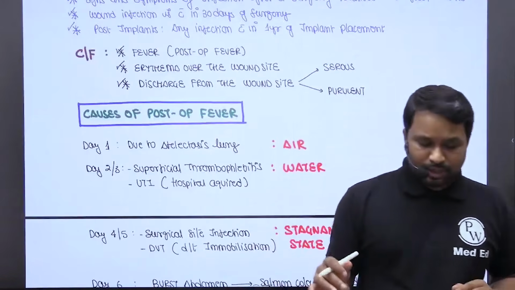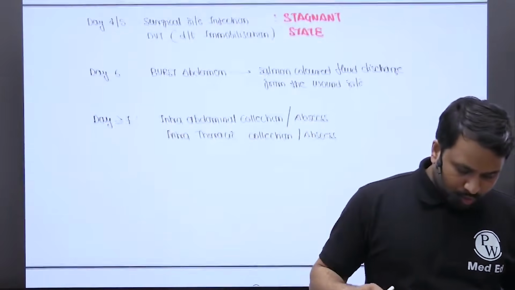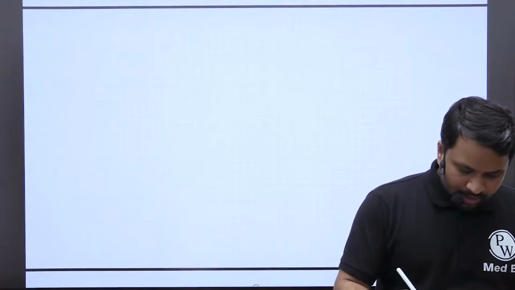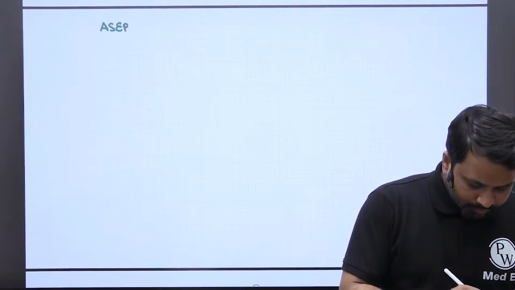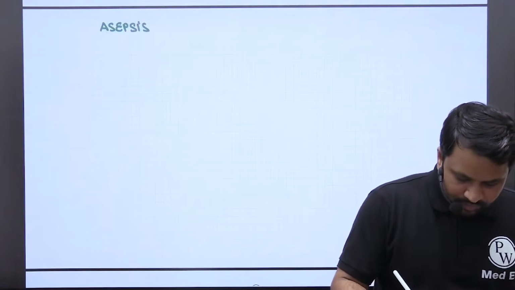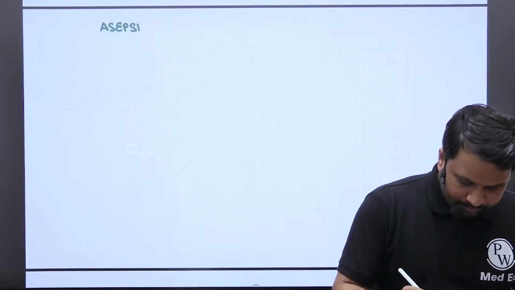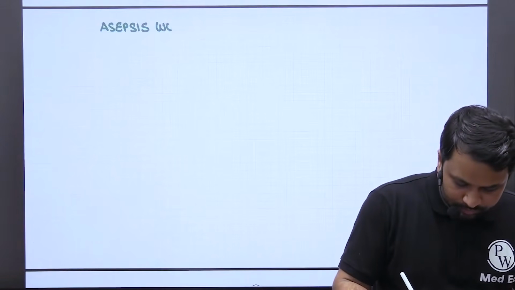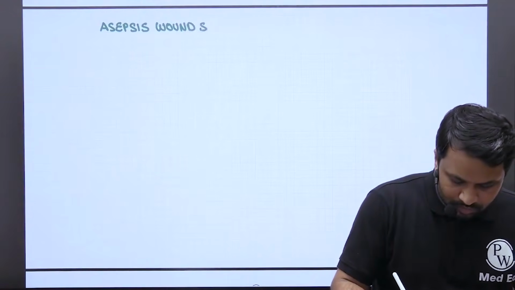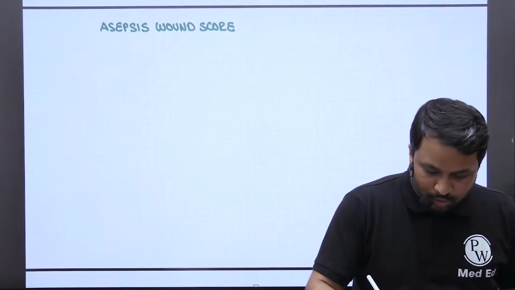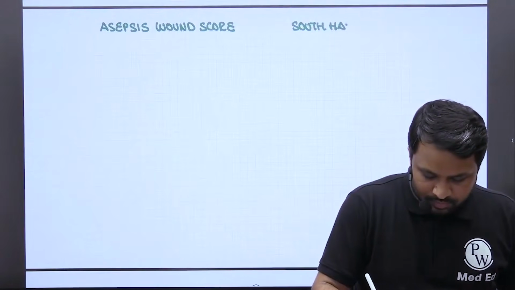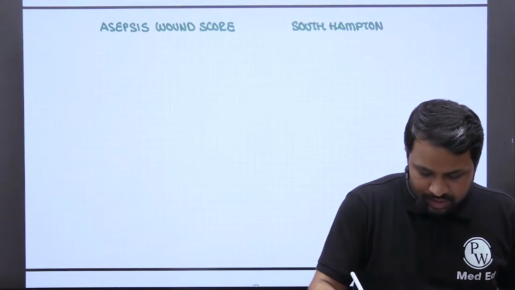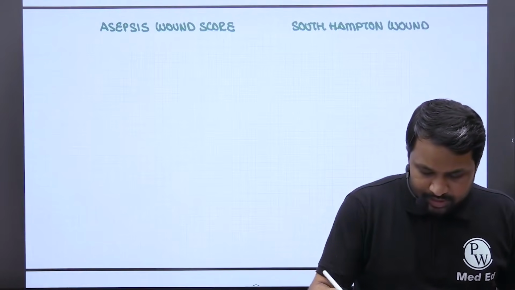Now, whenever you have a patient with surgical site infections, we would want you to know two important scoring systems which are going to be asked in the exam as well. Number one, I would want you to know something called the ASEPSIS wound score. Another criteria that I would want you to know is going to be the Southampton wound grading system.